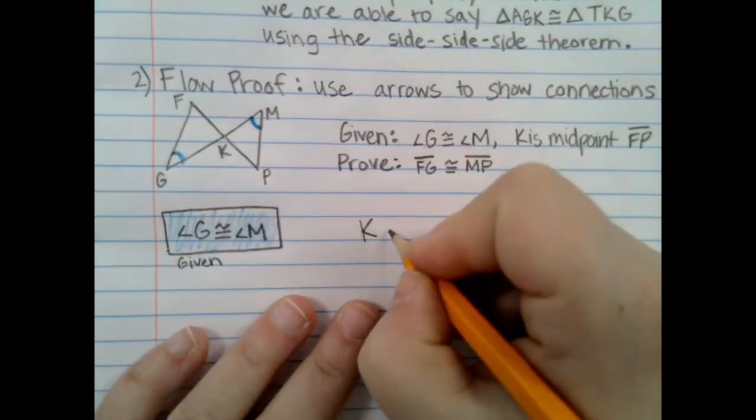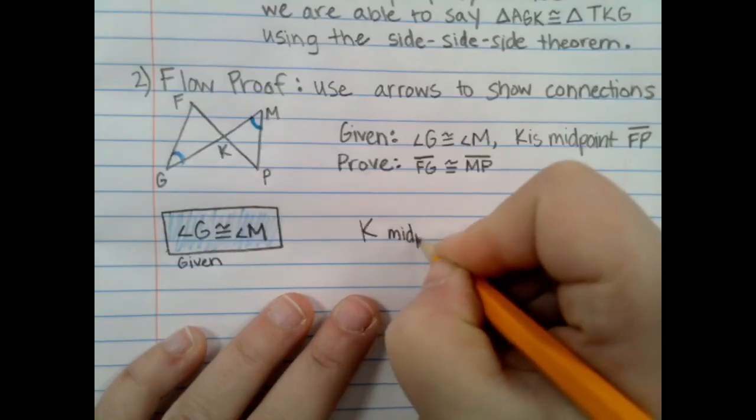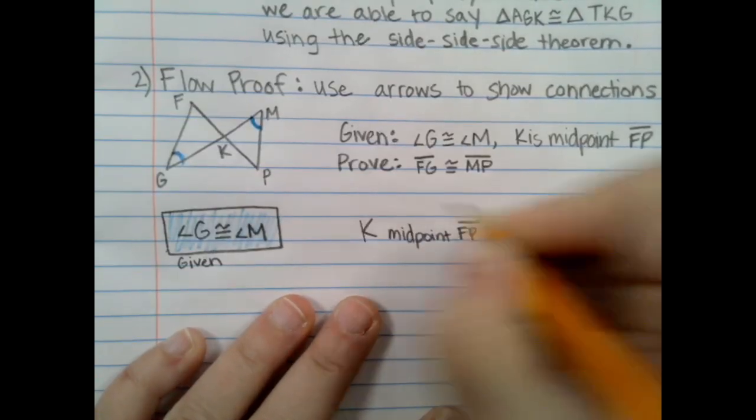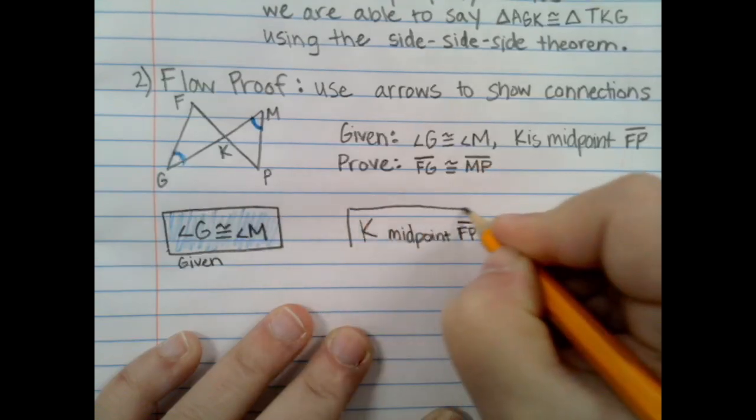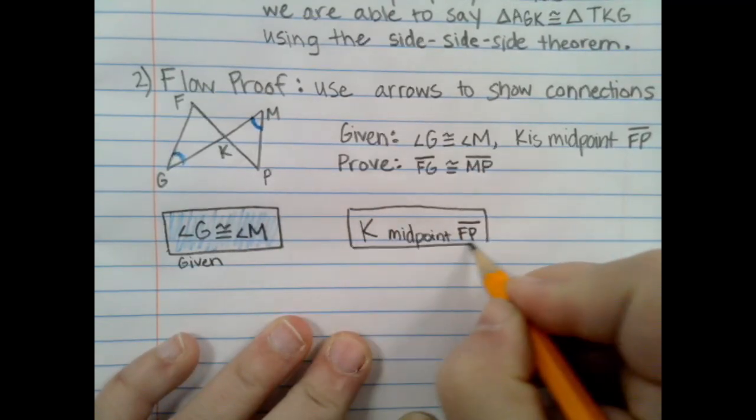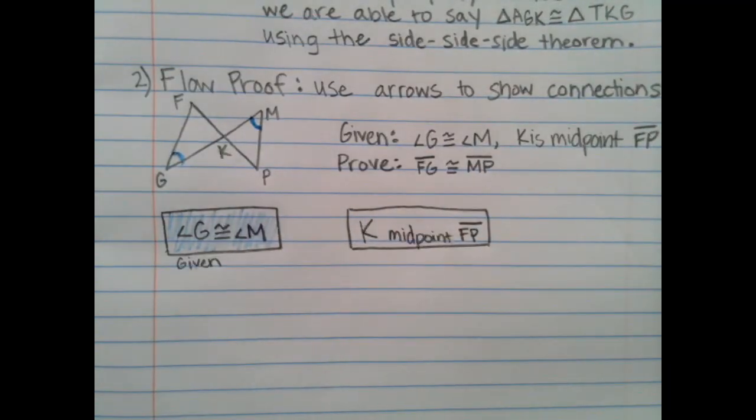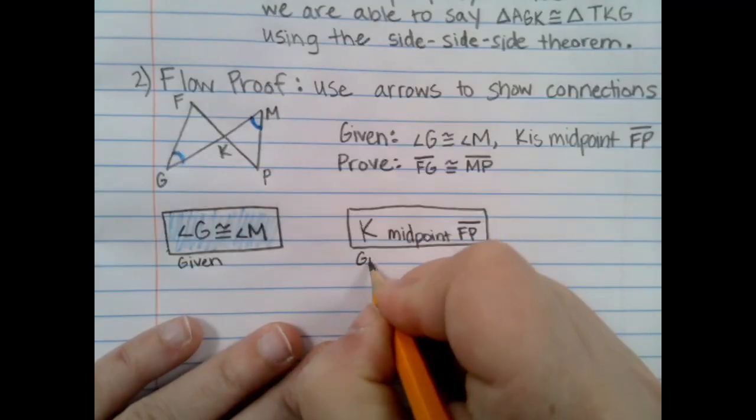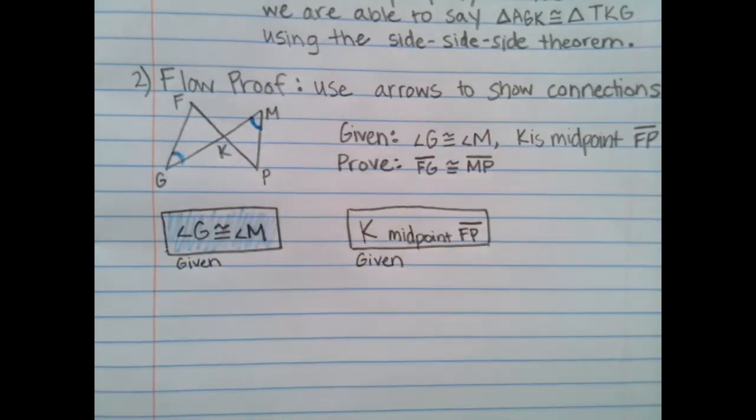So K is the midpoint of FP. And again, that gets put into a box. I like to draw my boxes after I write it. Otherwise, it's too hard to squish everything in. Okay, and that was a given. So again, we write that word given underneath.